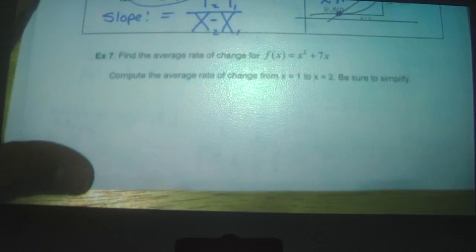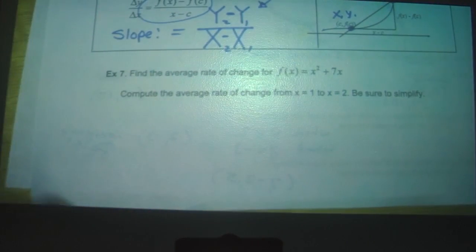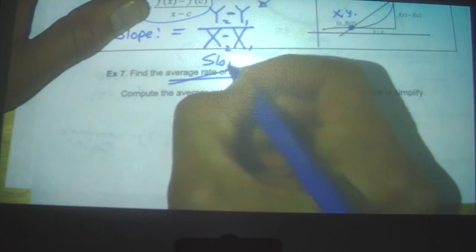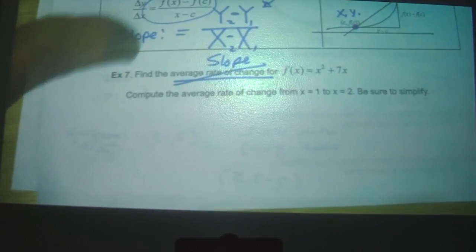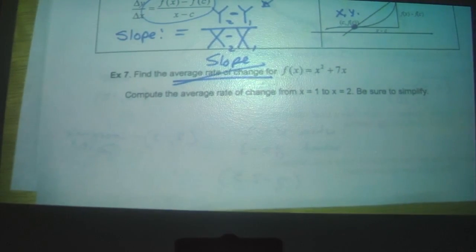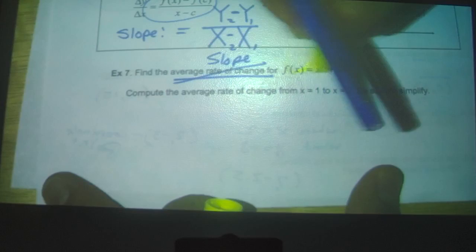So how do you do this question? Find the average rate of change. Again, find the slope. When you see average rate of change, you just want to know what the slope is of that function. The function we got is right here.